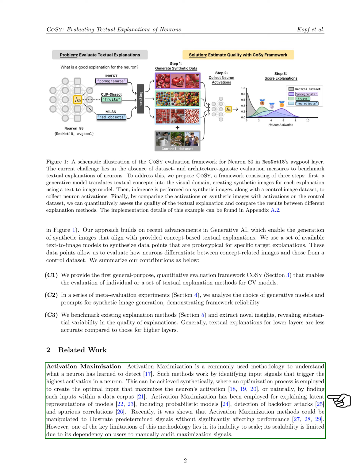Moving on to related work, activation maximization is a commonly used methodology to understand what neurons detect. This method identifies input signals that trigger the highest activation in a neuron, either synthetically through optimization processes or naturally within a data corpus. Activation maximization has been applied to explain latent representations of models and detect various phenomena.